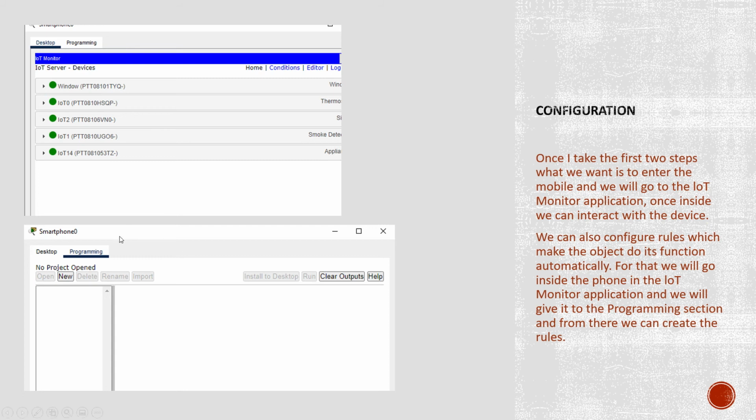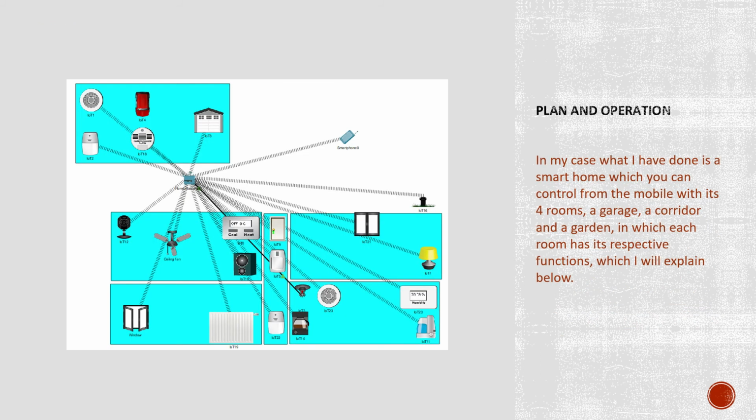So you click here on new and configure the rule. In this case, for example, the thermostat: the temperature is 20 degrees, open the windows, create. Later, when the thermostat detects 20 degrees, the window automatically opens, for example.